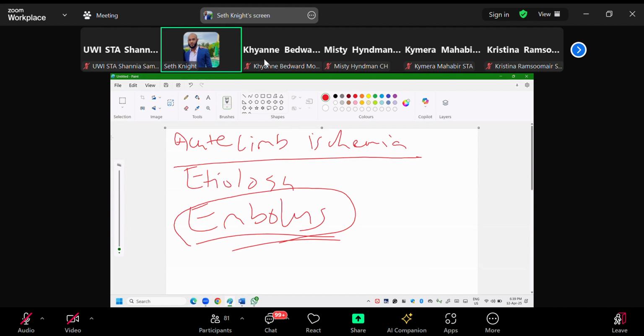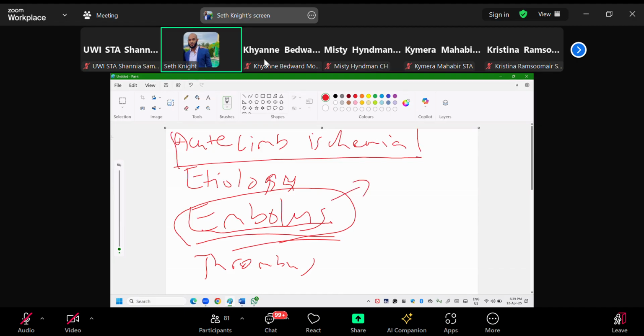And for that reason, we have to understand the differences in presentation between an acute limb ischemia and chronic limb ischemia, and also understand the presentation between the two causes of acute limb ischemia, which would be an embolus versus a thrombus. So there are two causes. The embolus is the most common cause of acute limb ischemia.